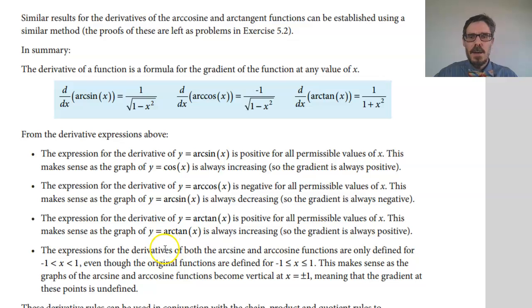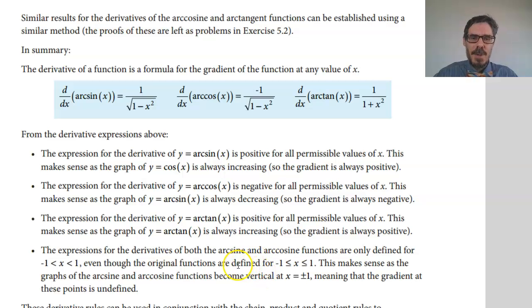Also notice that these derivatives for arcsin and arccos are not defined when x is plus or minus 1, because you would be dividing by 0. Now again, remember those graphs. At those points, that gradient was pretty much infinite. You can't actually give a value to it.